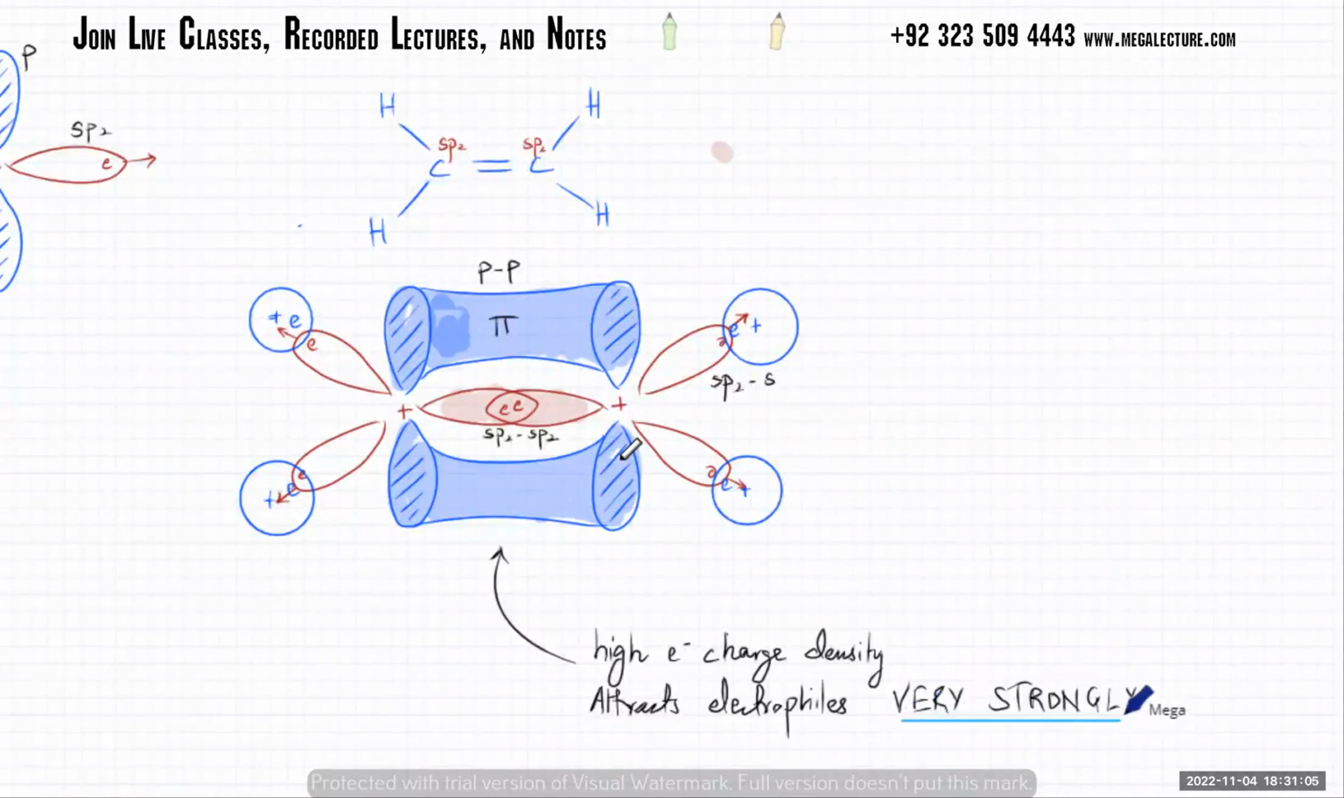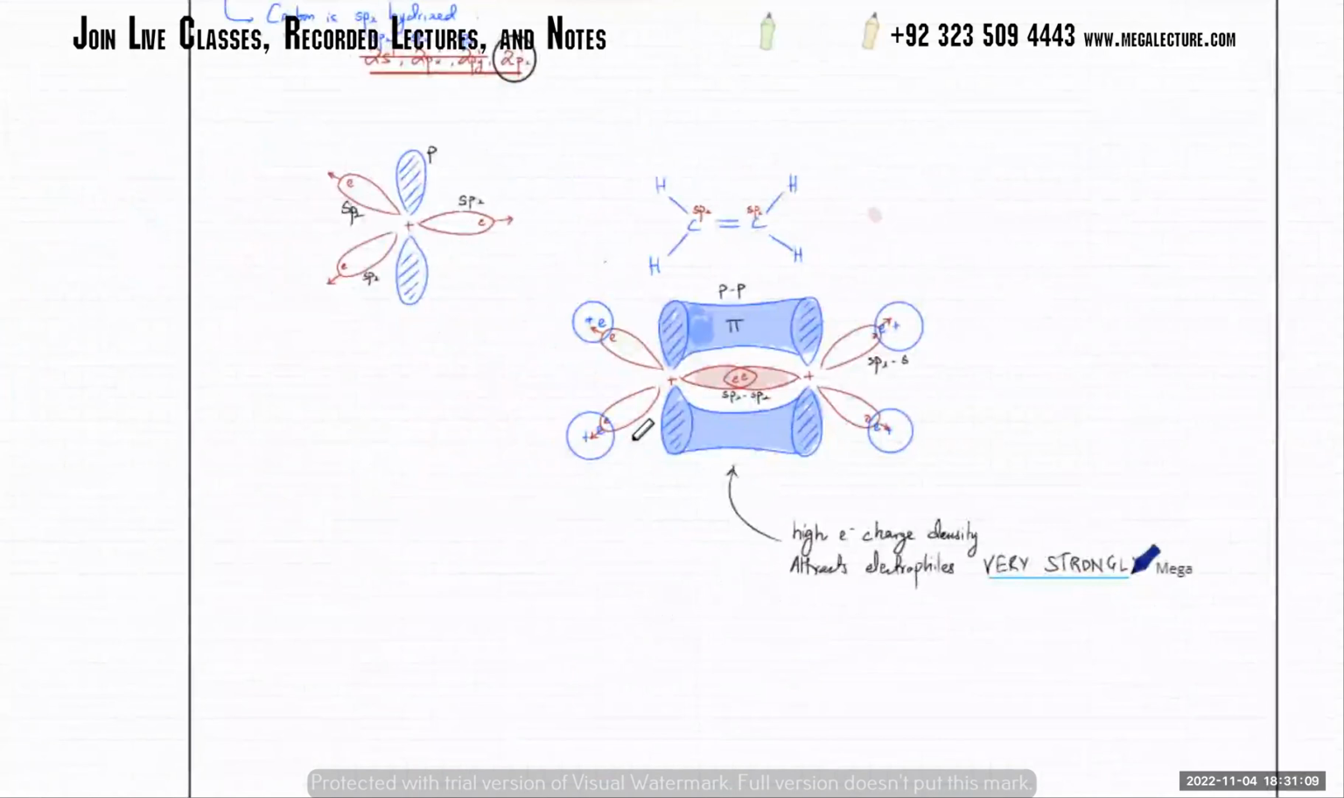So alkenes have very, very strong electrophilic reactions because wherever there's a double bond, there's this pi bond and there's a sigma bond, and there's a very high electron density, and that's why the electrophiles get attracted to it very, very strongly, and they've got a lot of electrophilic reactions.